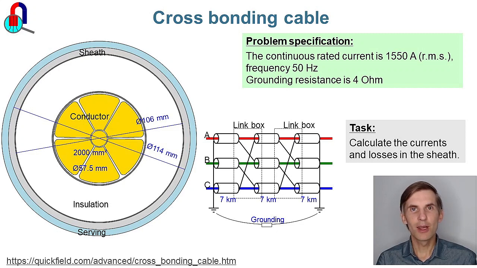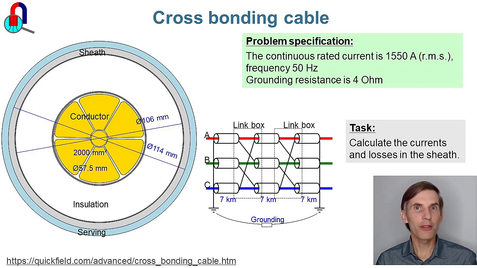Cross-bonding cable. This is an example of a three-phase high-voltage cable. The cable screens are grounded at both ends, and that makes a loop and may cause excessive currents in the screens and losses. We utilize the cross-bonding to reduce the currents and losses in the screens. You can see the electric scheme here on the slide.